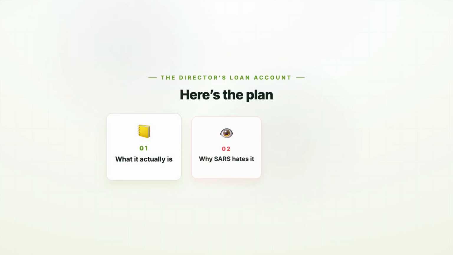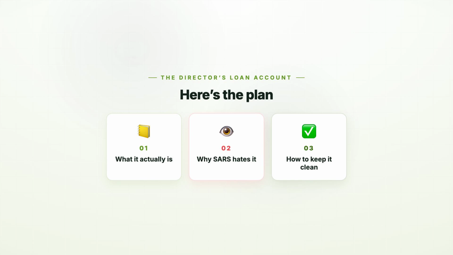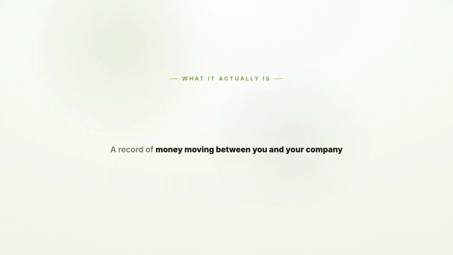All of it runs through something called your director's loan account. In the next few minutes: what it actually is, the two taxes SARS uses to punish it, and exactly how to keep yours clean. So what is it?